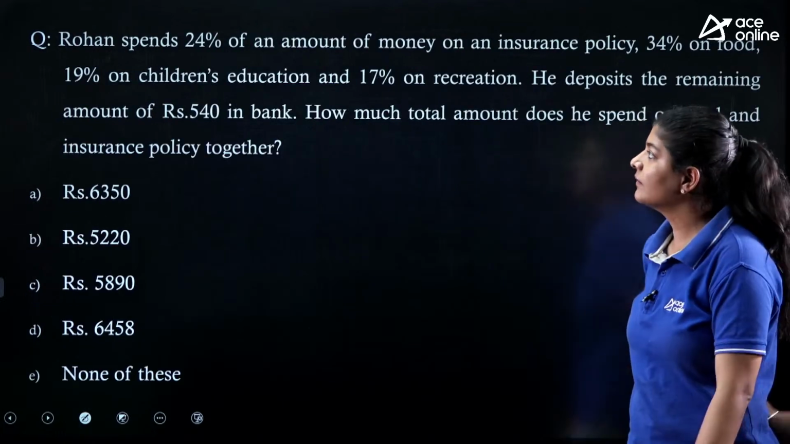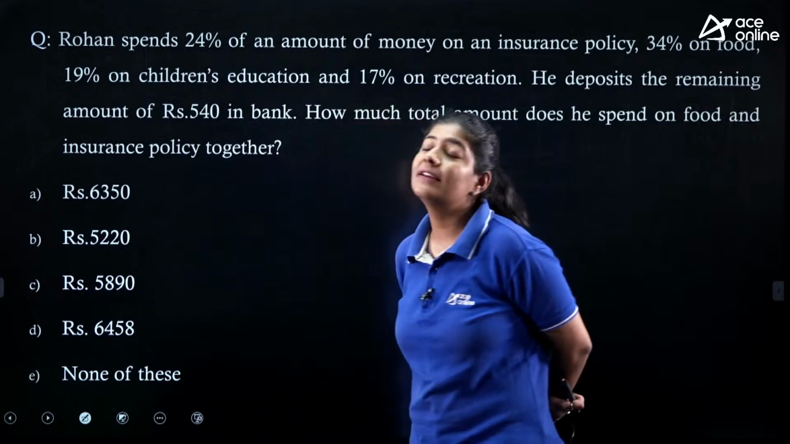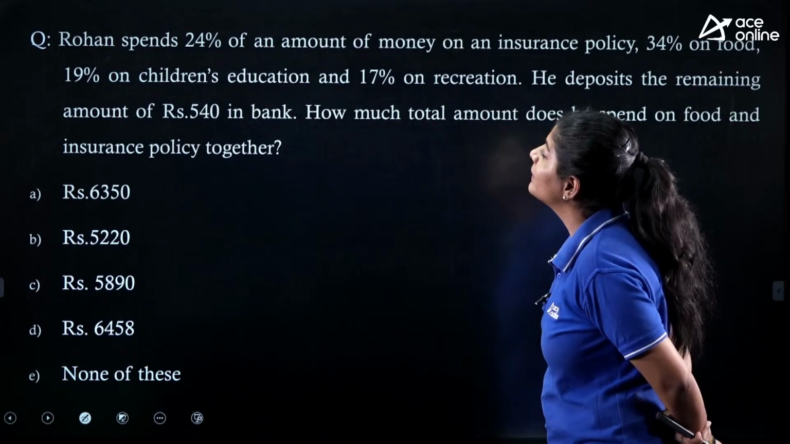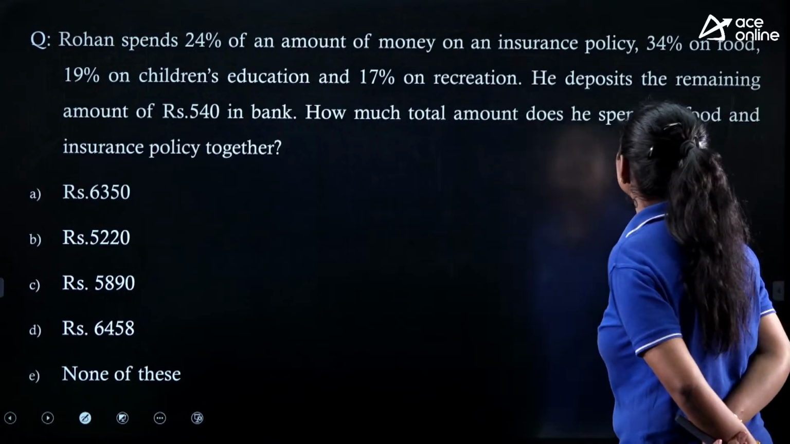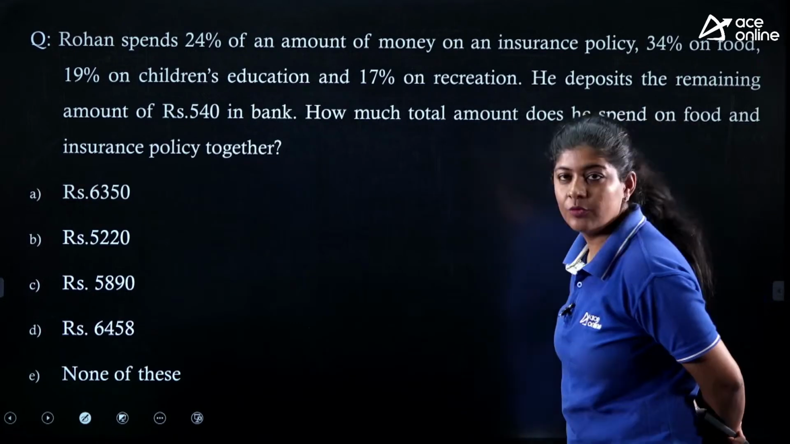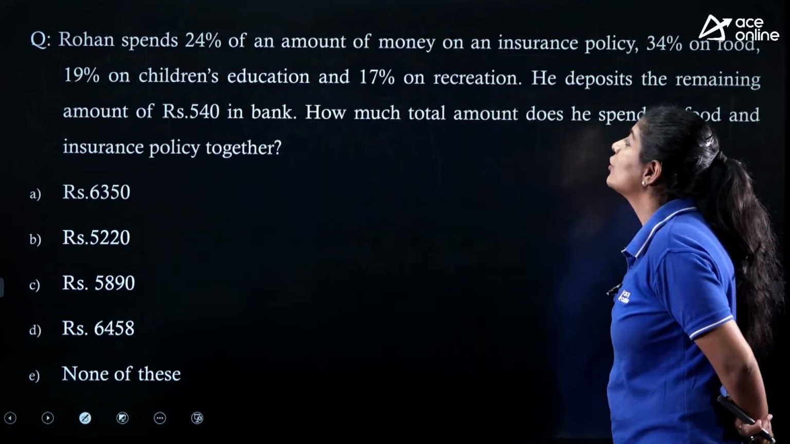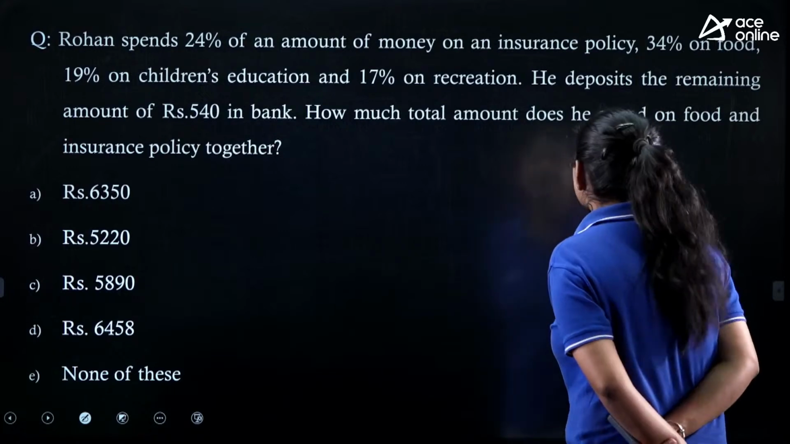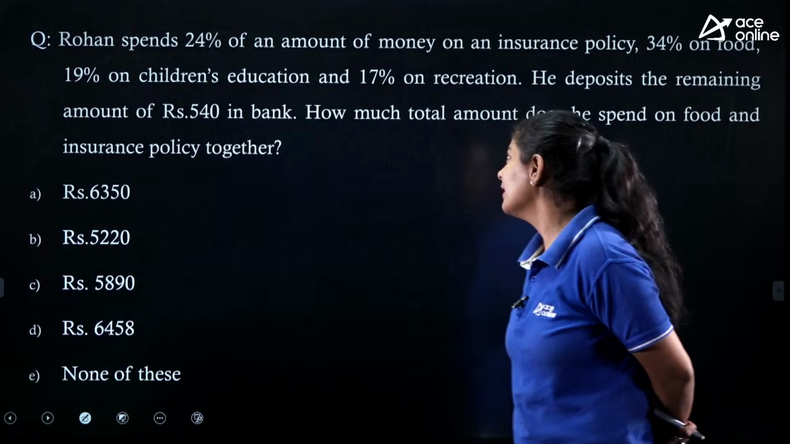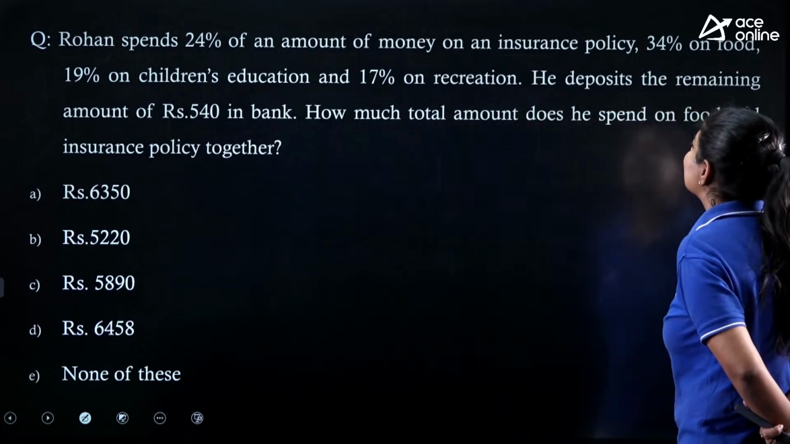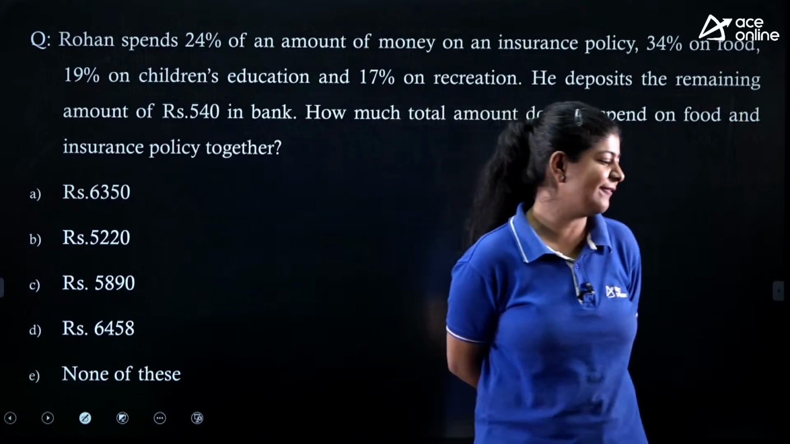Next. The next question is again a very easy one. The question is saying that Rohan spends 24% of an amount of money on an insurance policy, 34% on food, 19% on children's education, and 17% on recreation. He deposited the remaining amount of rupees 540 in the bank. How much total amount does he spend on food and insurance policy together? Again, a very easy one.